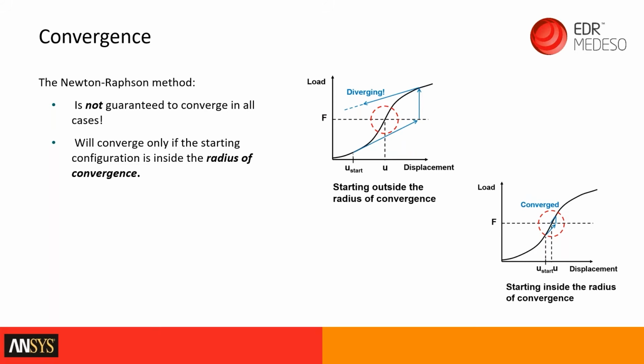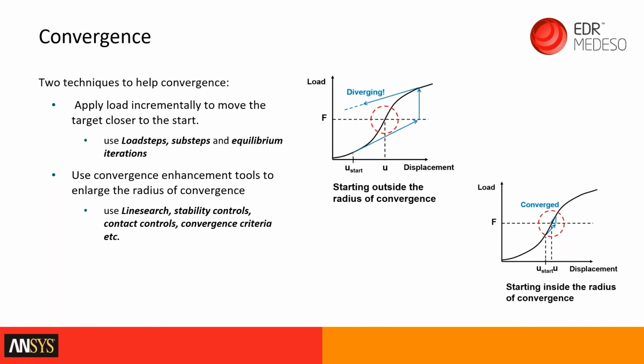Now, in order to ensure that you achieve convergence, you have to basically move the force displacement curve in small intervals. You have to start the solution within what we call the radius of convergence. And as a user, you don't know how big that radius of convergence is or where it is. So there are a couple of techniques that can help you solve nonlinear analyses. The first is that you have to move up this force displacement curve slowly. So you nearly always in a nonlinear analysis apply the load in small steps.